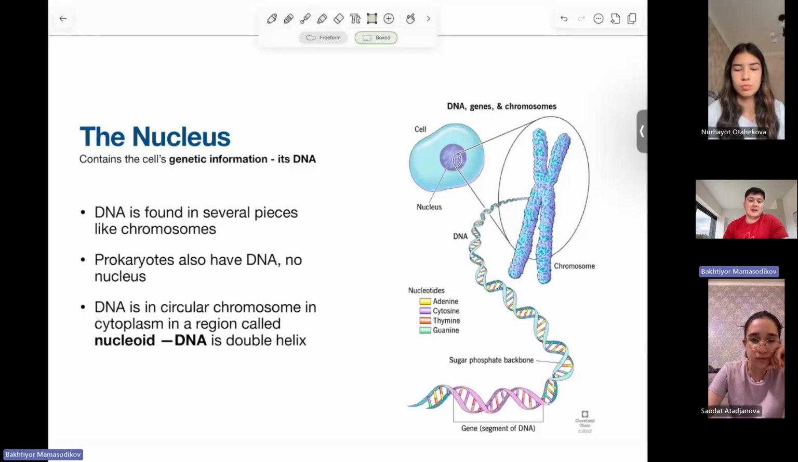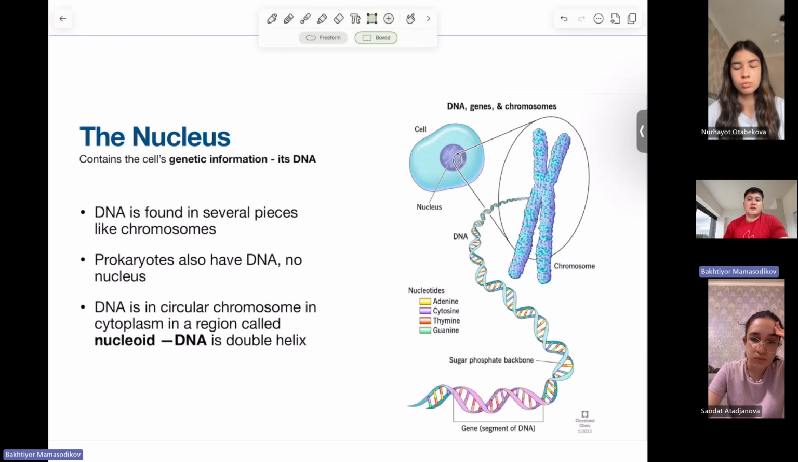In prokaryotic cells, in bacteria for example, they also have DNA, but they don't have a nucleus. Their DNA is circular in shape and is located in a region of the cytoplasm called the nucleoid. The nucleoid is the region in the cytoplasm where the DNA is located. The DNA in prokaryotes still has the double helix structure. They all have thymine, adenine, cytosine, and guanine, and the bacterial cell also follows the complementarity rule.